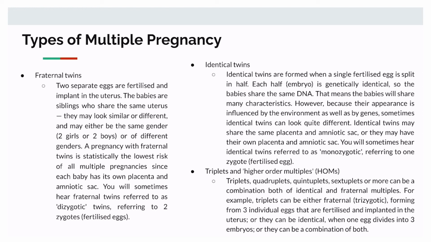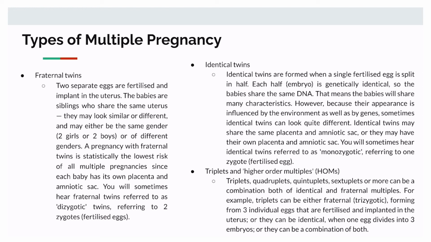However, because their appearance is influenced by the environment as well as by genes, sometimes identical twins can look quite different. Identical twins may share the same placenta and amniotic sac, or they may have their own placenta and amniotic sac. You may sometimes hear identical twins referred to as monozygotic, referring to one zygote.